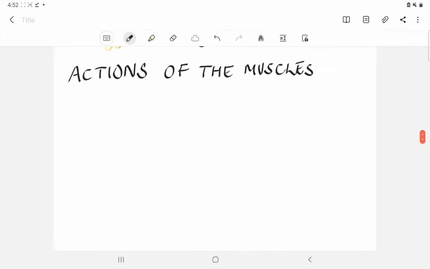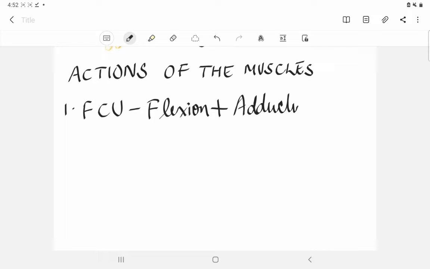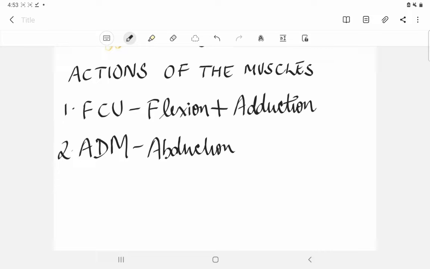Okay, now we'll talk about the action of the muscles supplied by the ulnar nerve. First, the flexor carpi ulnaris muscle. The action of the flexor carpi ulnaris muscle is basically flexion along with adduction. Next muscle supplied by the ulnar nerve is the abductor digiti minimi. And the action of the abductor digiti minimi is, it's there in the name, abduction of the little finger, as the name suggests.